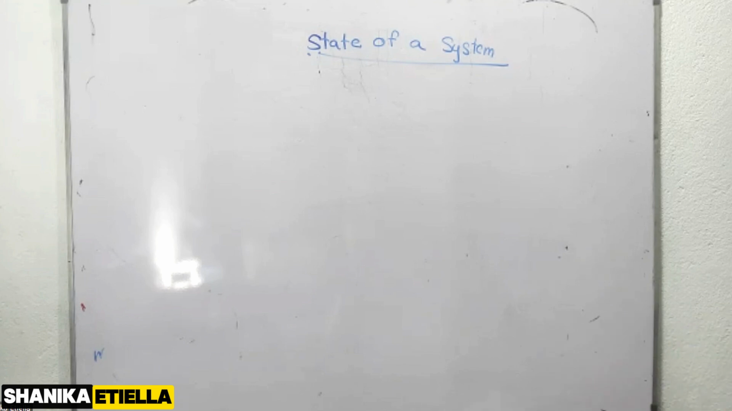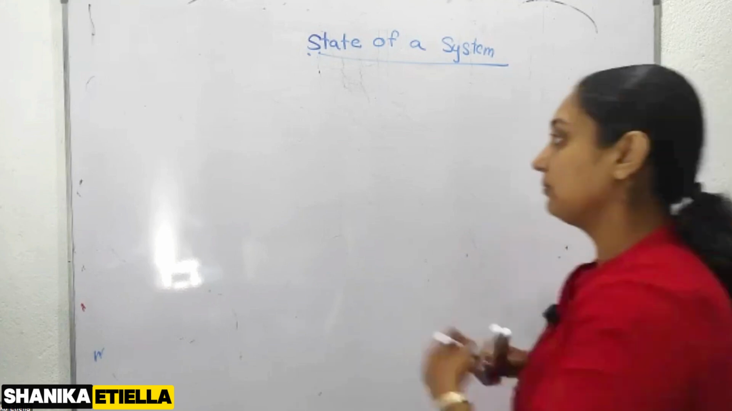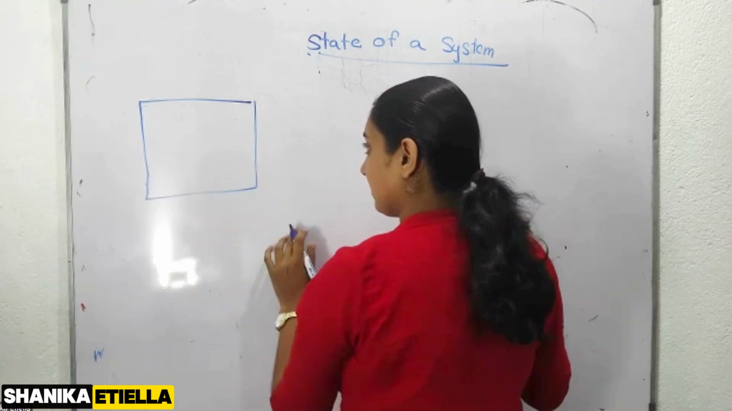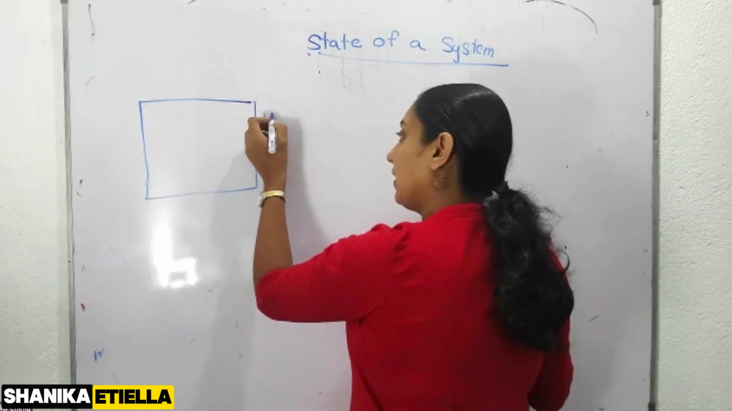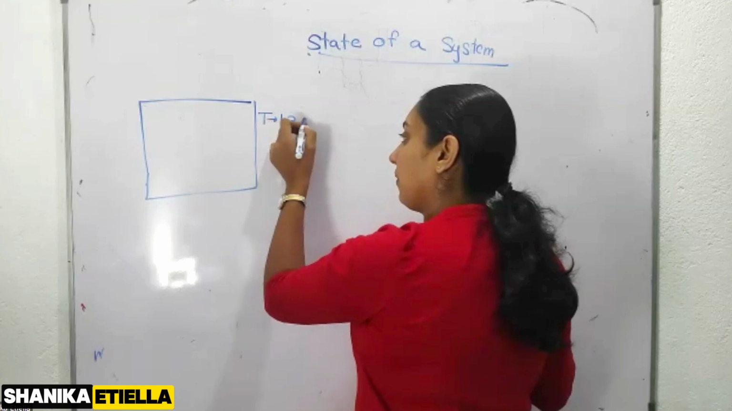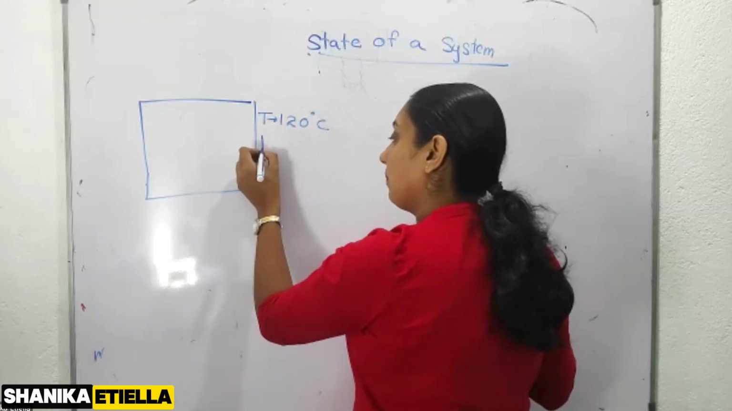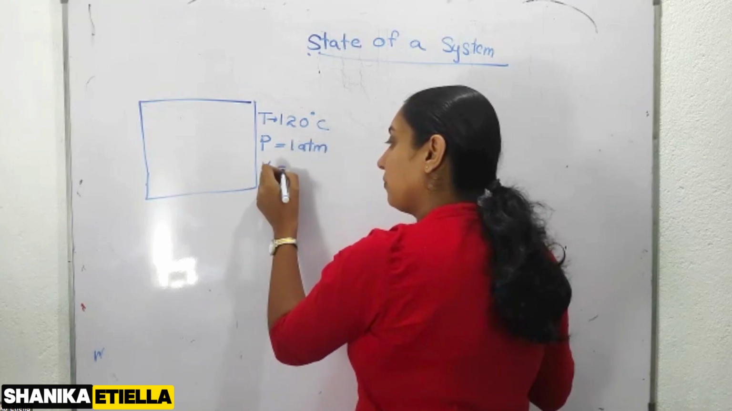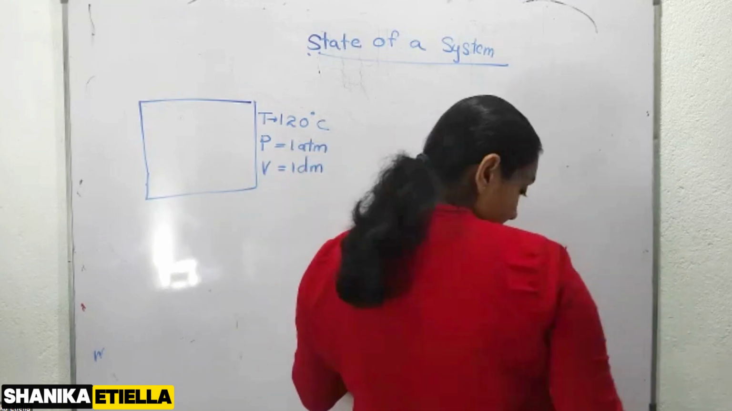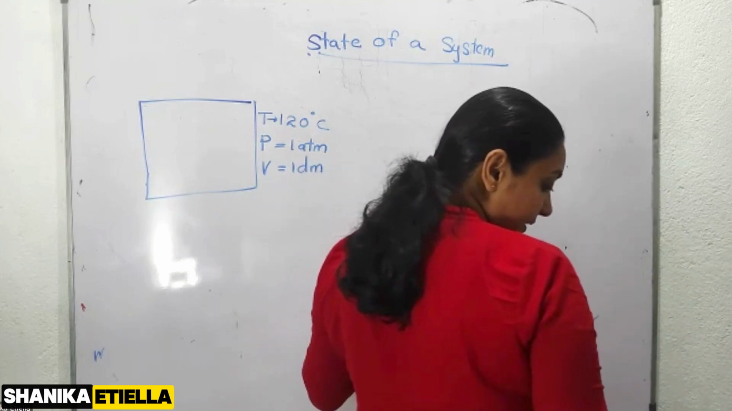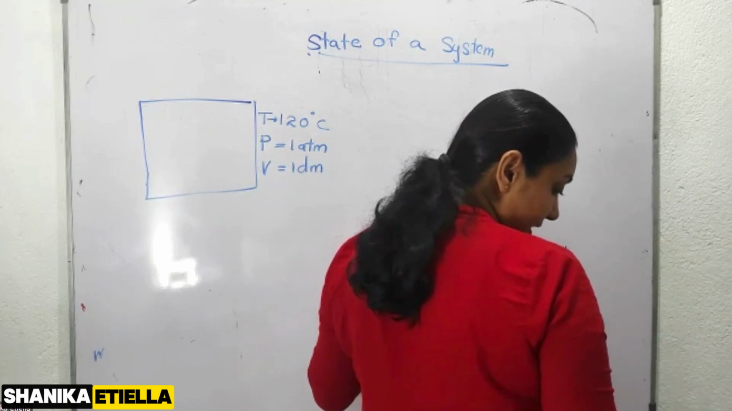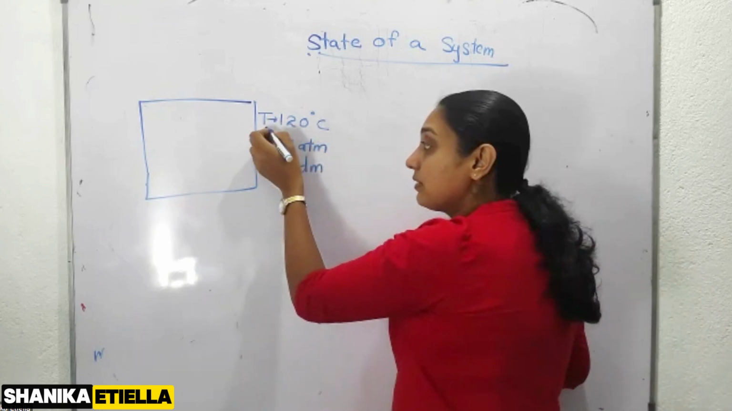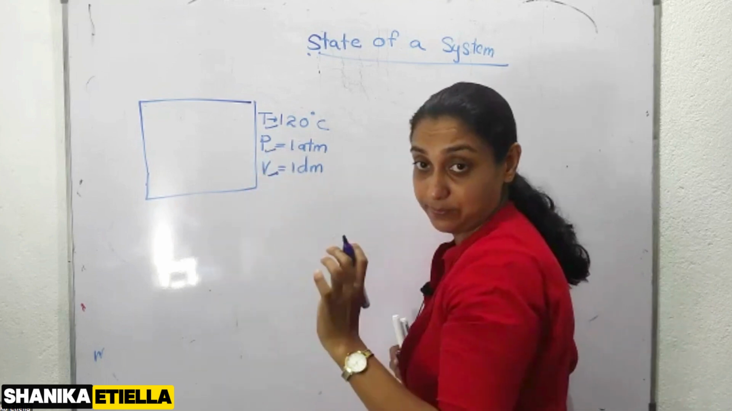Okay, what's into that here? Let's take a system like this. It's a closed system. Here temperature is 120 Celsius. Pressure is 1 atm. And volume is 1 cubic decimeter. The system is said to be in a particular physical state when specific values of macroscopic properties of the system are known. Here the macroscopic properties of the system are known.